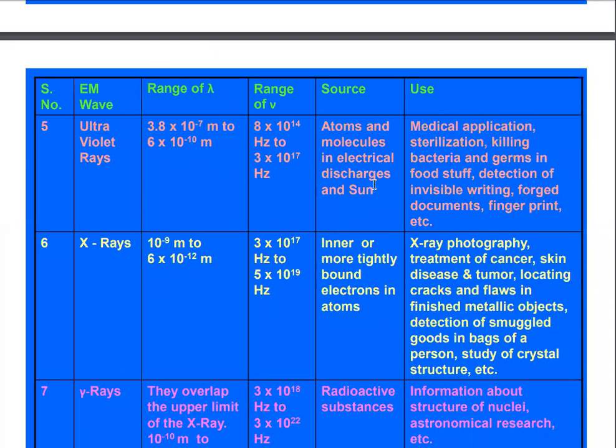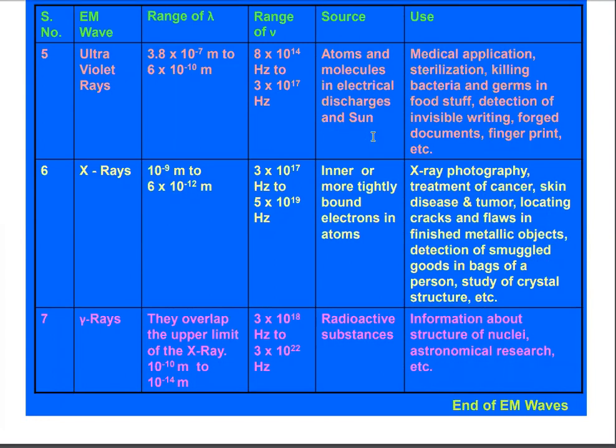After that, the sixth component of electromagnetic radiation is X-ray radiation. X-rays have an even lower wavelength range than ultraviolet and a higher frequency range. It is the sixth component of the electromagnetic spectrum, which ranges in wavelength from 10^-9 meter to 6 x 10^-12 meter. Its frequency ranges from 3 x 10^17 hertz to 5 x 10^19 hertz.